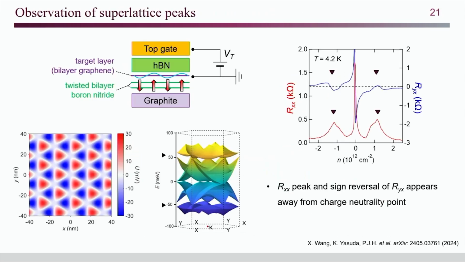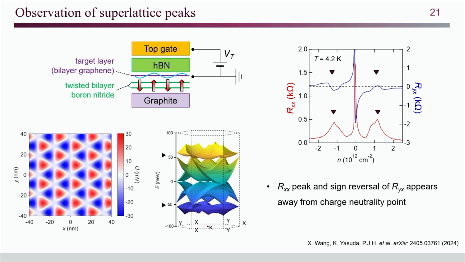To study that, we fabricate the device using the twisted boron nitride as a substrate and use bilayer graphene as a target material. From our electrostatic simulation, we expect around 30 meV of the superlattice modulation in the graphene, and this can lead to the formation of the mini Brillouin zone and this band folding in the bilayer graphene, which will open these small local gaps at the fillings of the conduction band and valence band of the Moiré mini Brillouin zone.